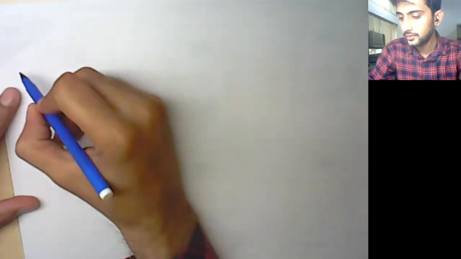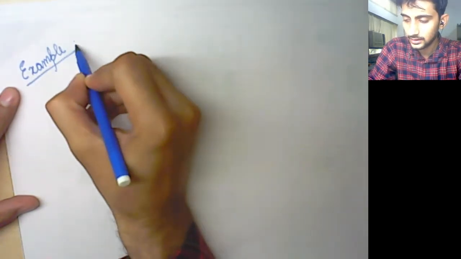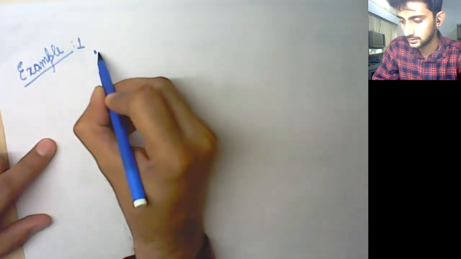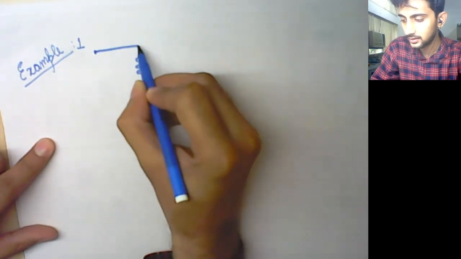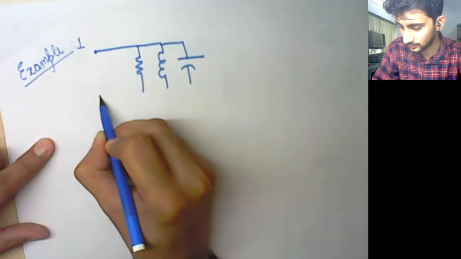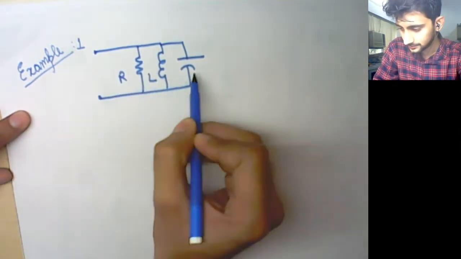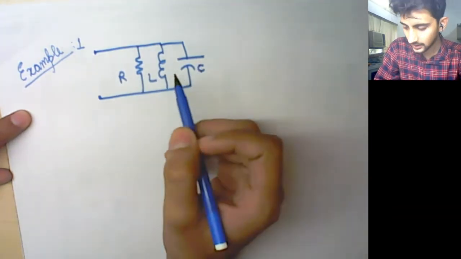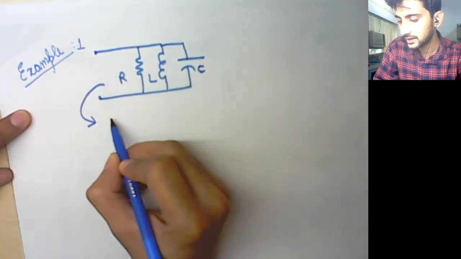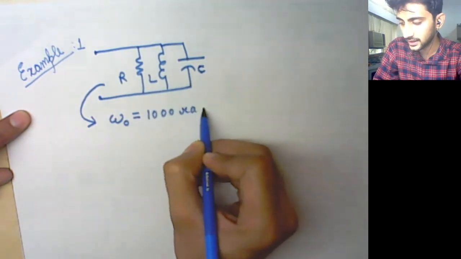This is about taking a few examples on resonance. Let us take example number 1 for the day, which is based on parallel resonance. So you have R, L, and C. It is given that this particular circuit resonates at omega naught equals 1000 radians per second.